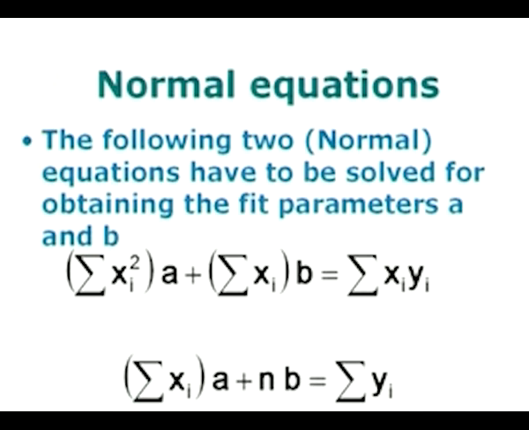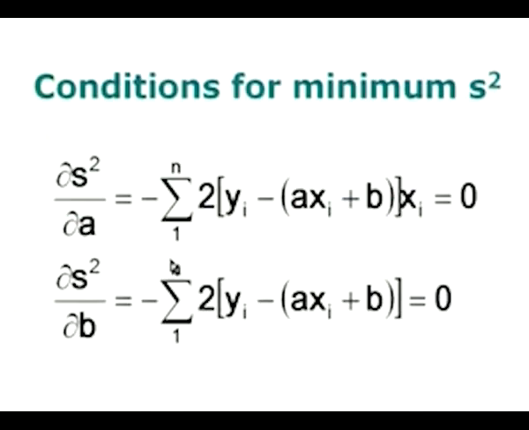What are the two equations? What I am doing is rewriting this in the form of an equation. It will be 2 into yi into xi; this 2 is common to all the terms, so I can remove the 2. Similarly, here I do not have to keep the 2, and the negative also I can remove.